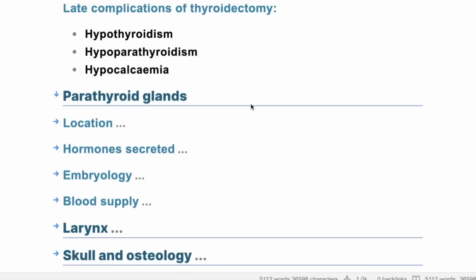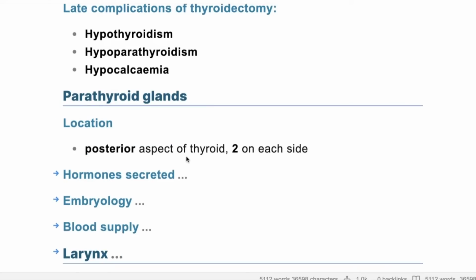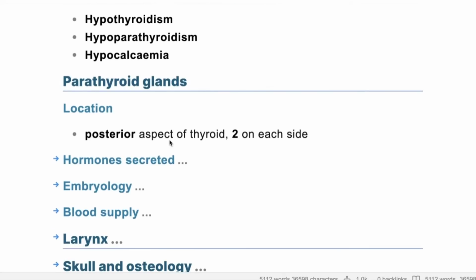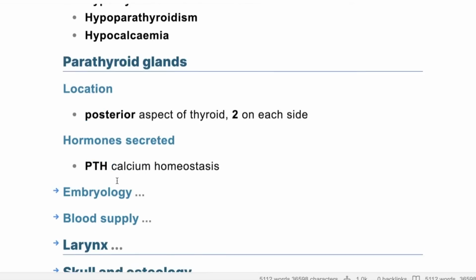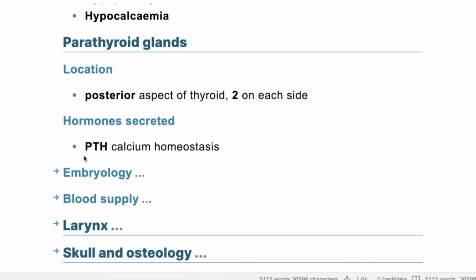Can you tell me the locations of the parathyroid gland? Yes, the parathyroid gland. There are two glands on each side on the lateral aspect of the thyroid gland. Yeah, so you're right. There are two glands on each side, and they are on the posterior aspect rather than the lateral aspect. Can you tell me the hormones secreted by the parathyroid gland? Yes, the parathyroid hormone. Okay, and it's important for calcium homeostasis.